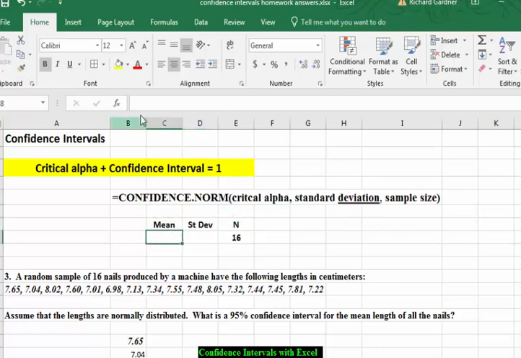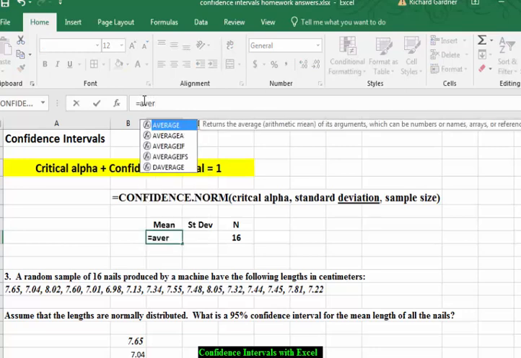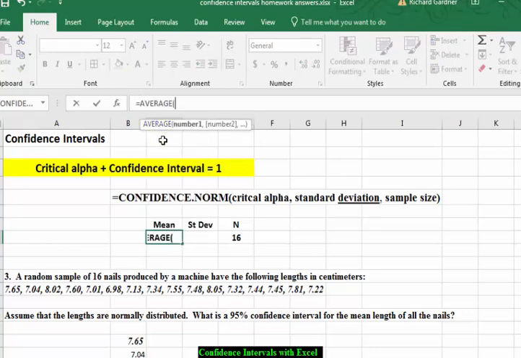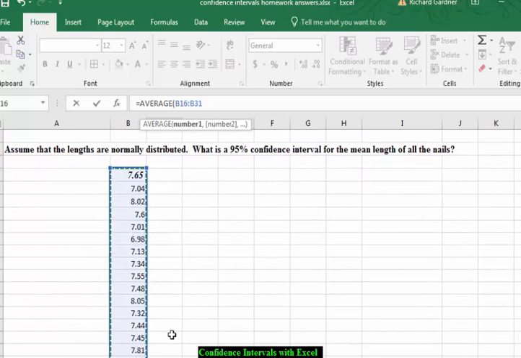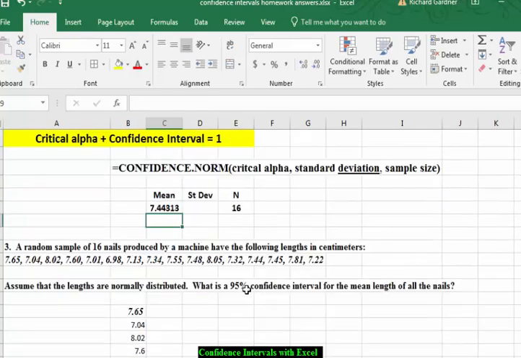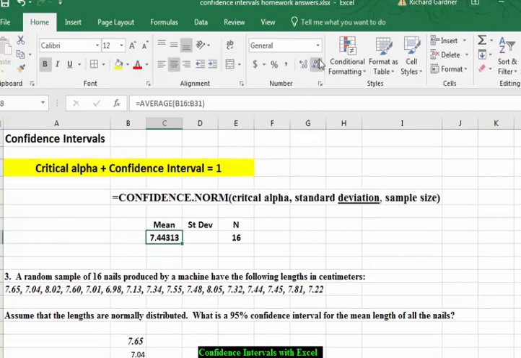Let's go ahead and get the mean. We just type in equals average. Double click, and it says average from what? You want to highlight your data here. I want my mean from that data. Just hit enter. So there's the mean. I only want two decimal places.